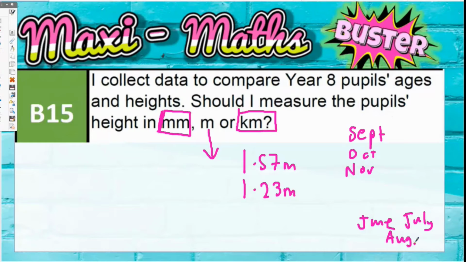There could be quite tall people born towards the end of the year, and there could be quite short people born towards the beginning of the year. It's not just about what month your birthday was in, which affects your height.